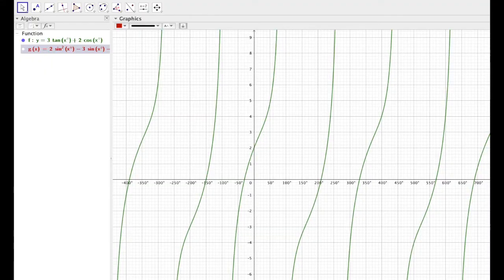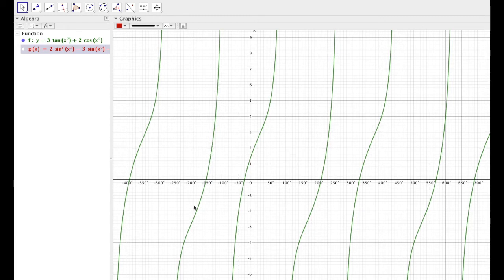So we'll just have a little look at a bit of GeoGebra for this question. So the green graph that you can see is the original question. Y equals 3 tan x plus 2 cos x. And you can see it's a funny looking fellow. Although in common with trig graphs in general, it does repeat.